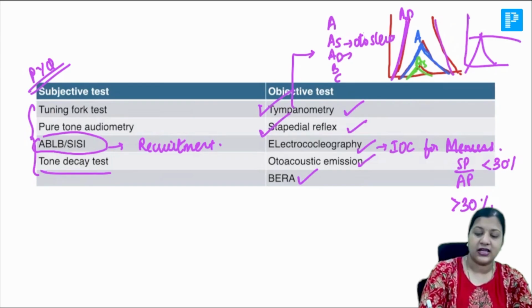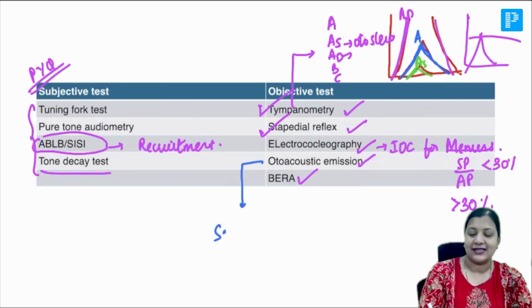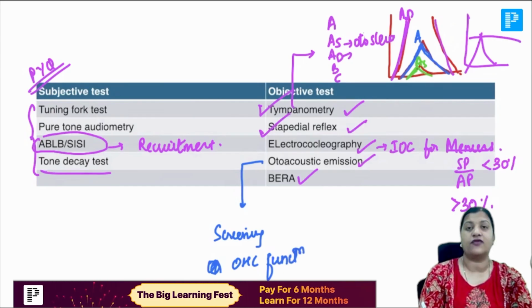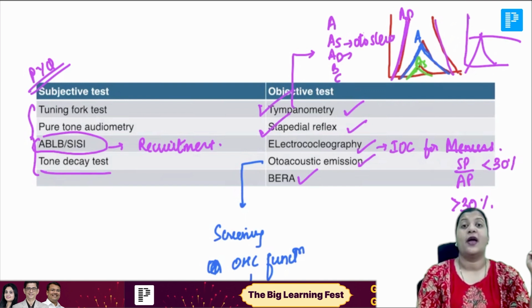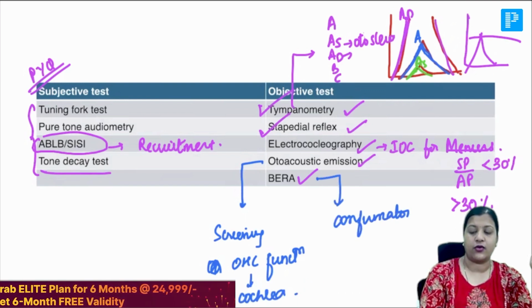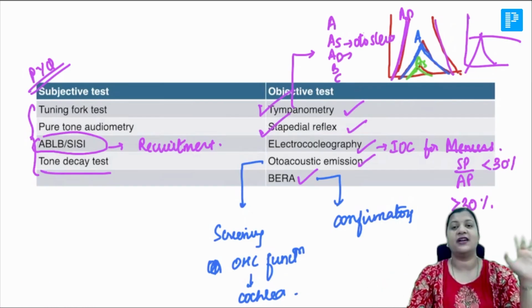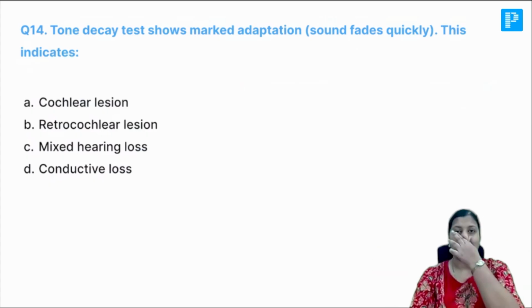Now, otoacoustic emission, is it a screening test or confirmatory test in infants? It is the screening test in infants. It is to identify the outer hair cell function of the cochlea. So you're trying to assess the function of the outer hair cells of the cochlea, which assess the cochlear pathway. BERA is a confirmatory test that is used for retrocochlear pathway, which we've already discussed.